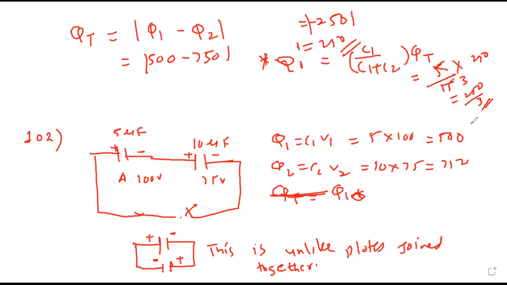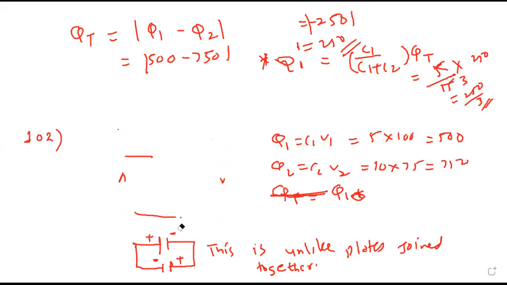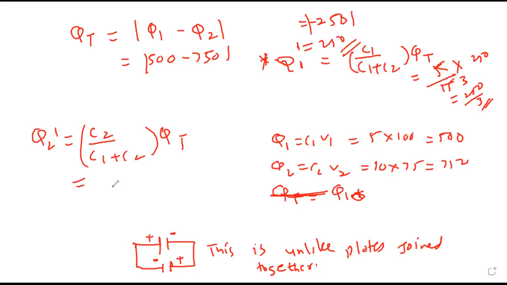Please copy this one because space is not there, then I will do Q2 dash. Q2 dash equals C2 upon C1 plus C2 of total charge. C2 is 10, C1 plus C2 is 15, into 250, 5 into 2, 5 into 3, 500 upon 3.